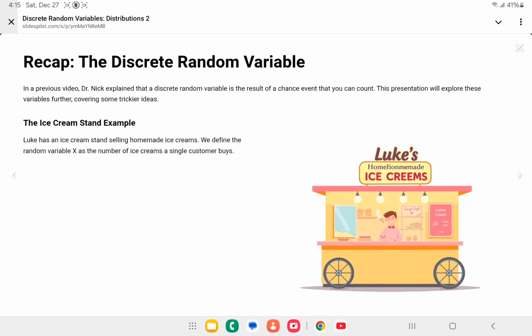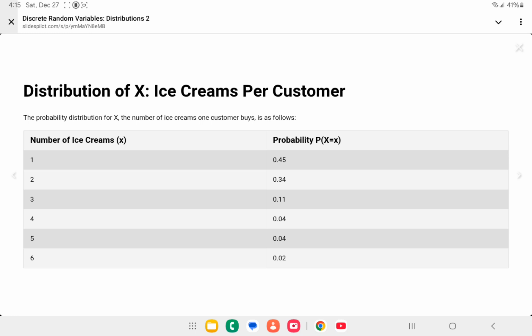Here is an example. Luke has an ice cream stand and sells hand-scooped homemade ice creams in cones. We defined X as the number of ice creams a customer buys. It is a discrete random variable. The distribution for X, the number of ice creams one customer buys, looks like this. In the previous video, we answered some questions using this distribution.